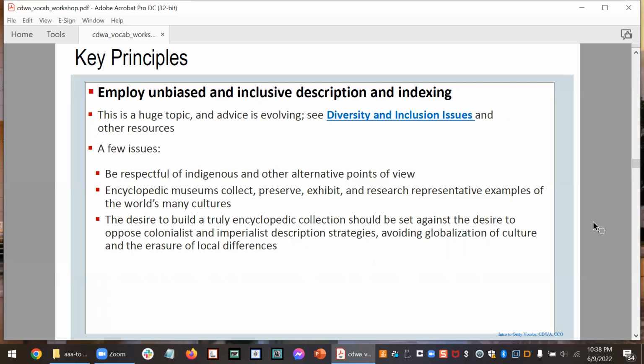A few of the issues include: be respectful of Indigenous and other alternative points of view. In an encyclopedic museum where you collect from all over the world, make sure that this is set against the desire to oppose colonialist and imperialist description strategies. So you have to avoid globalization of culture because local differences are important.